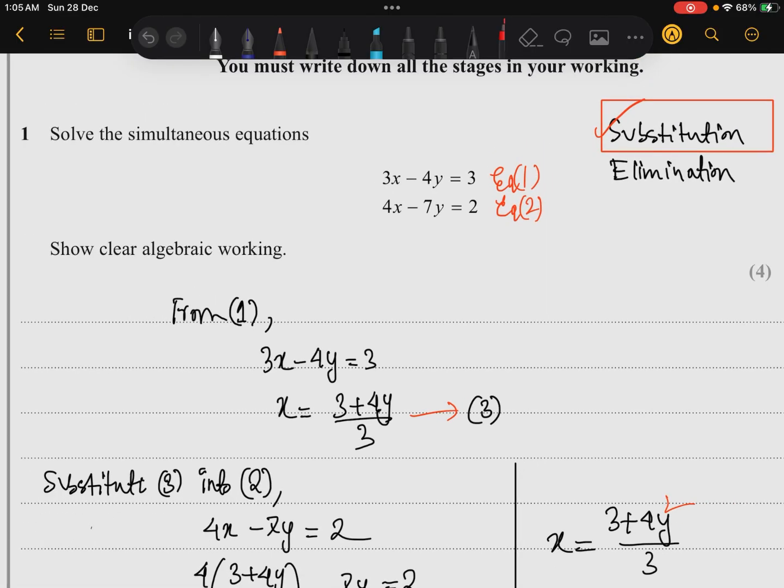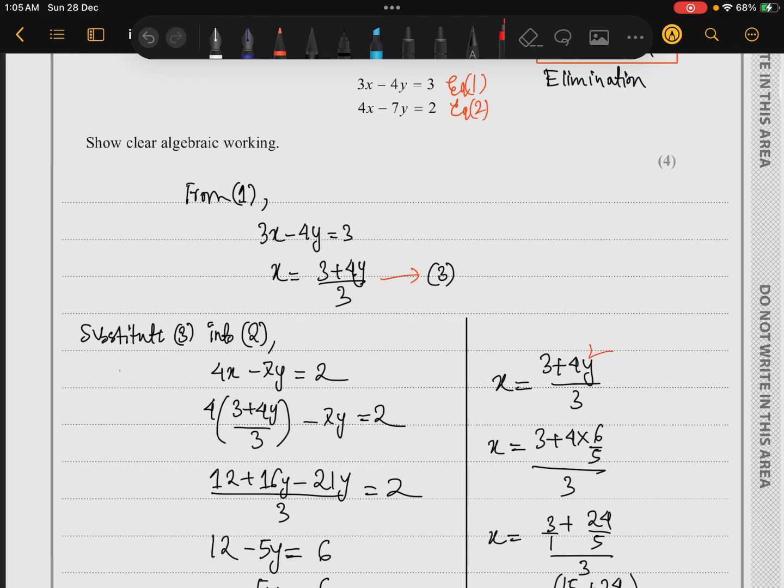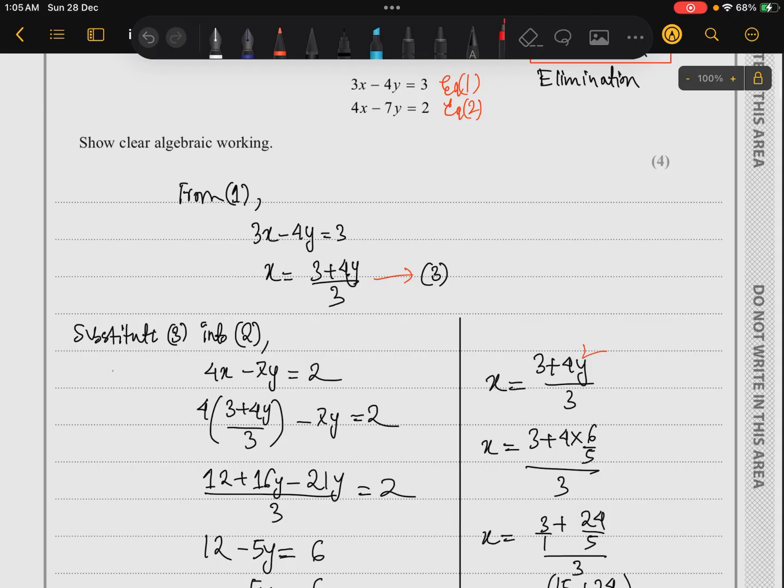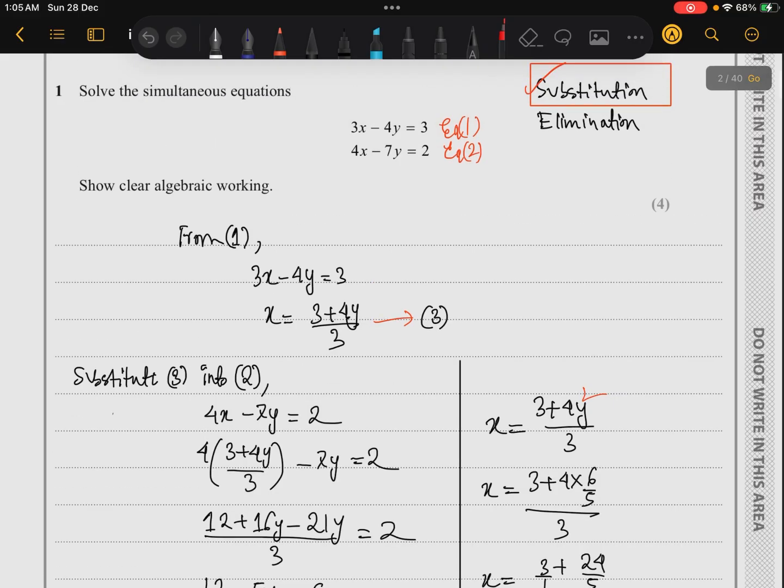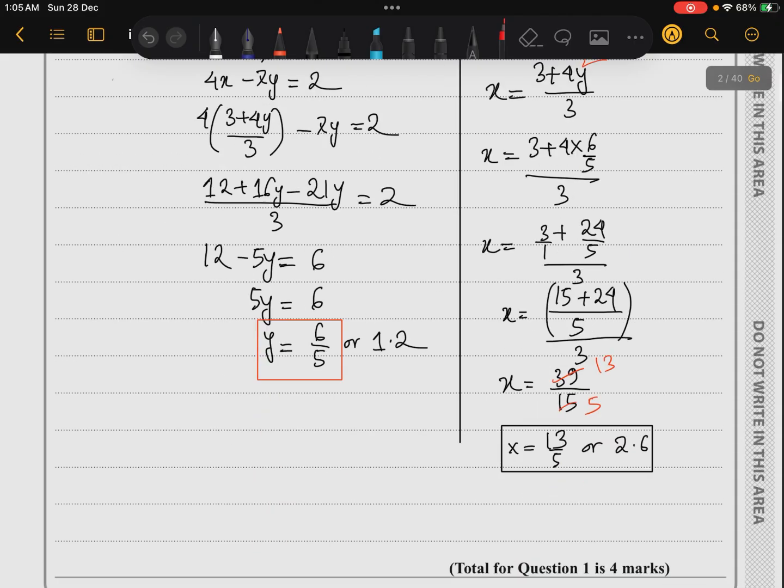Why I prefer substitution? Because it's more step by step, and there is less chance for you to make any kind of mistake, which might happen in elimination. In case of elimination, you might stumble upon some mistakes. So I prefer substitution over elimination. So let's check the mark scheme and see how they actually approached this question.